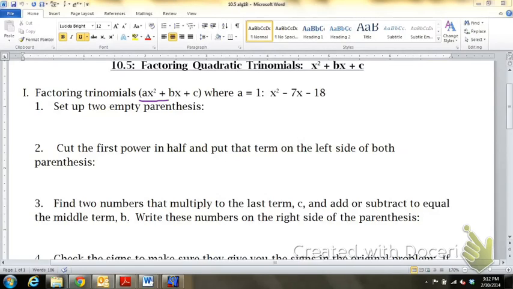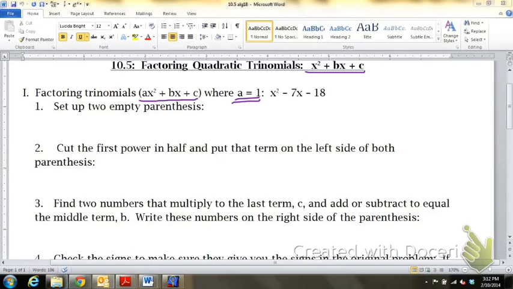Normally it's ax squared plus bx plus c, but notice what we're doing. All of the ones we're going to do today, a is going to equal 1. There won't be a number in front of the x squared. There's a 1, but we don't show it.